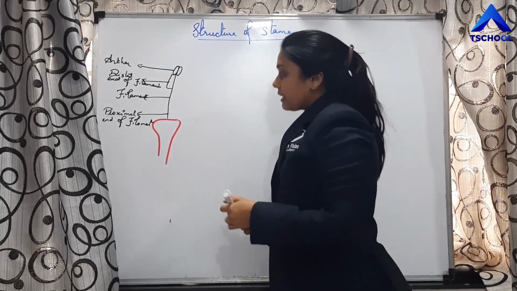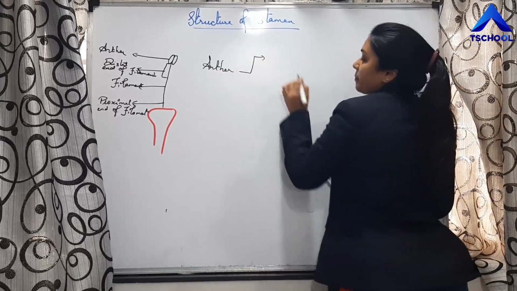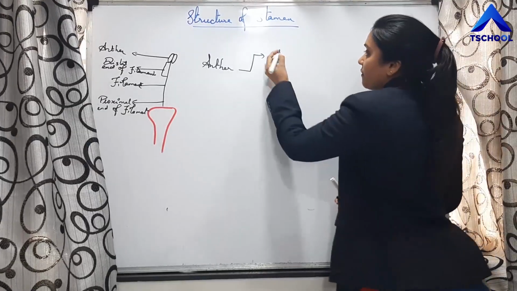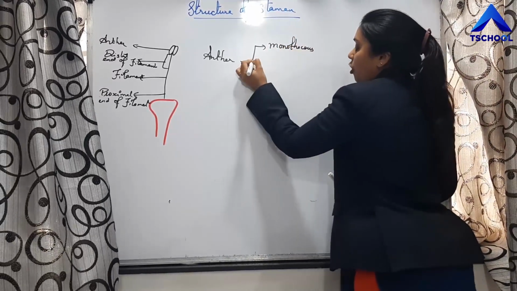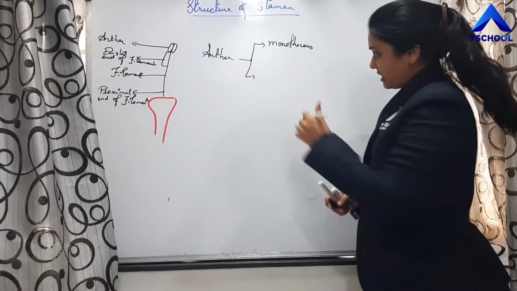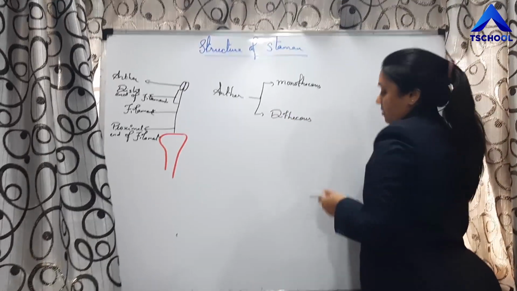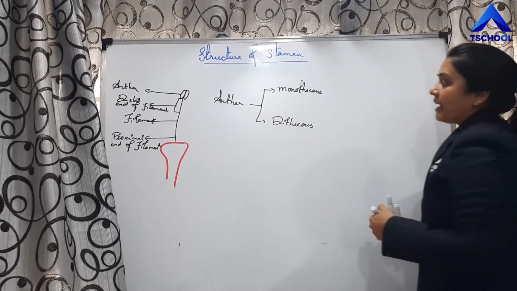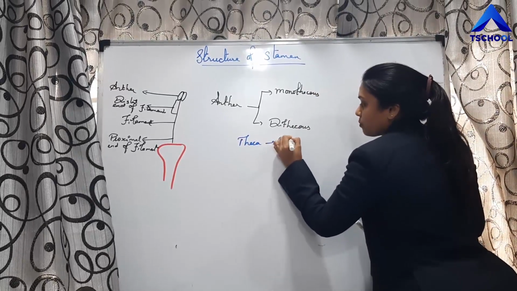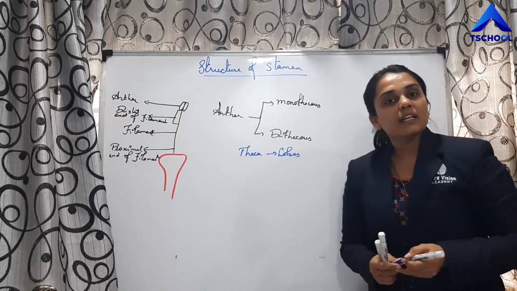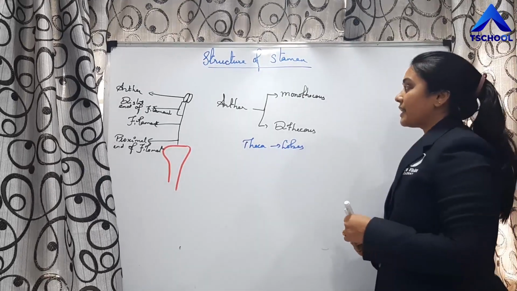Now the anther can be of two types. It can be made up of a single lobe, which is called monothecous anther, or it can be made up of two lobes. Such a type of anther is called dithecous anther. So monothecous anther and dithecous anther. Here theca means lobes of the anther. So an anther with a single lobe is called monothecous, and an anther with two lobes is called dithecous anther.